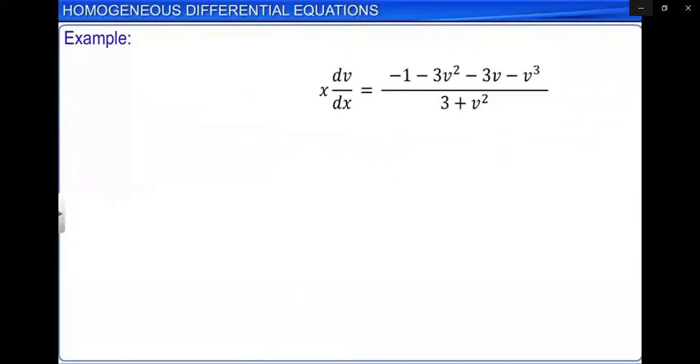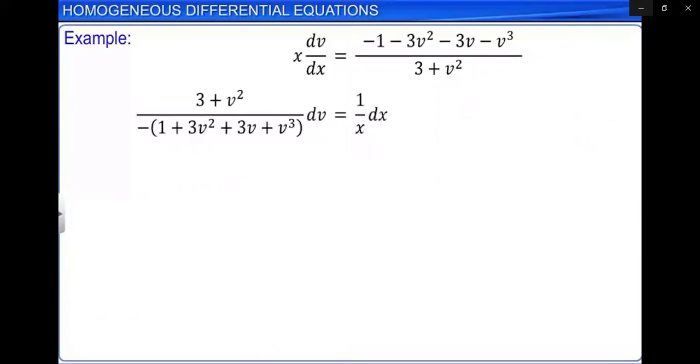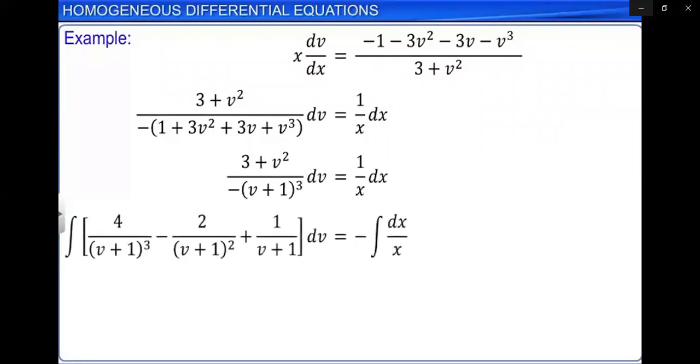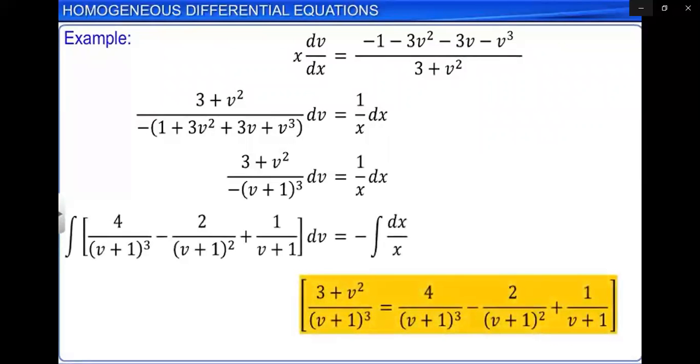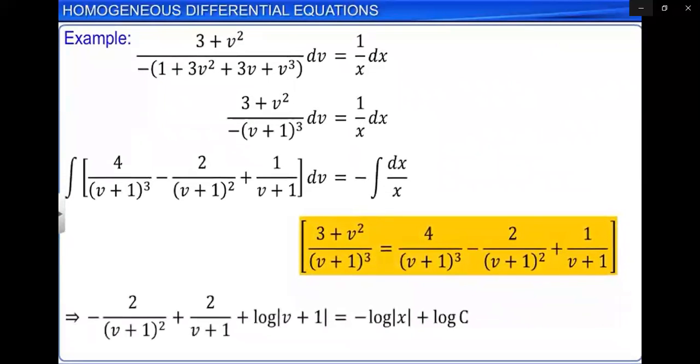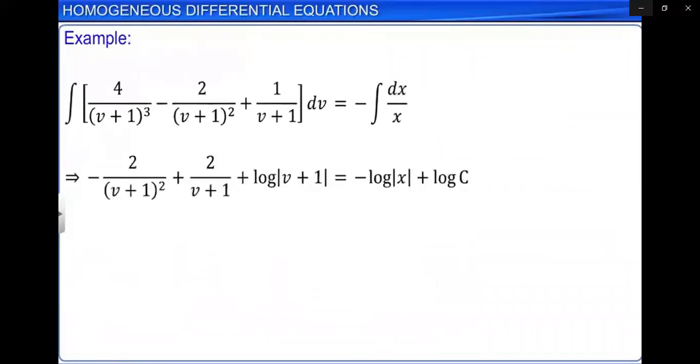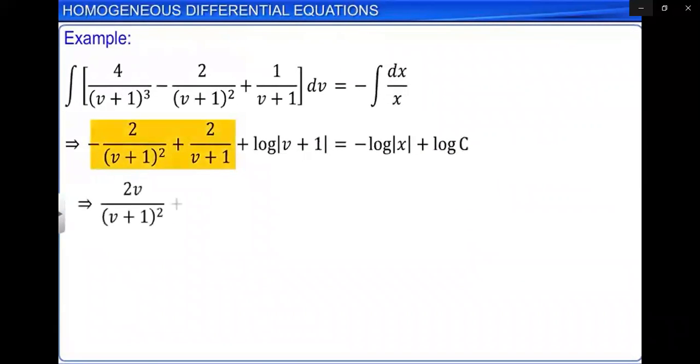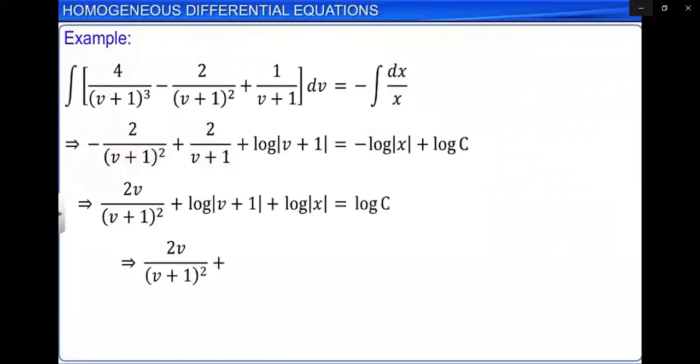That is the equation. Now you have the equation in variable separable form, and you can further simplify the equation as shown over here. Okay, so finally integrating with the given respective functions on both the sides. After integration, what you will get is highlighted over there, and after further simplifying, you will get this function. Further calculations can be seen over here. And with further simplification, 2v by (v plus 1) whole square plus log of mod of (v plus 1) into x is equal to log c.